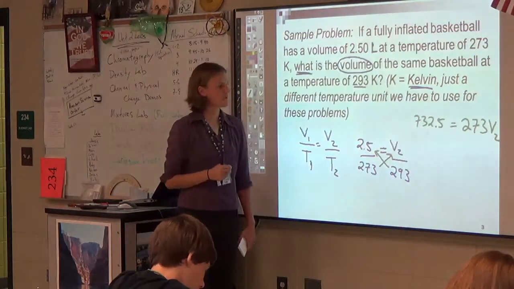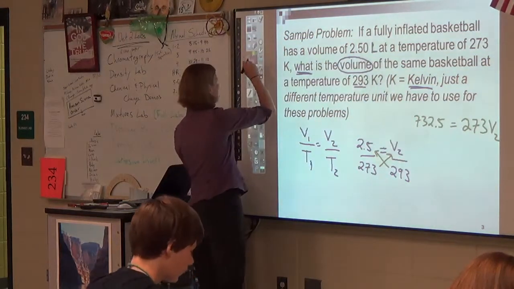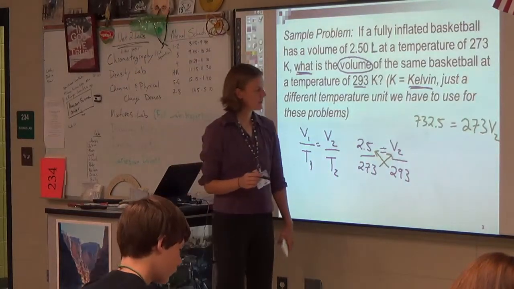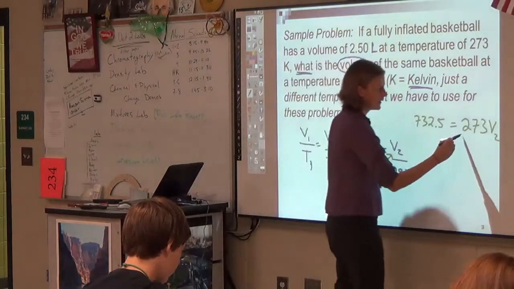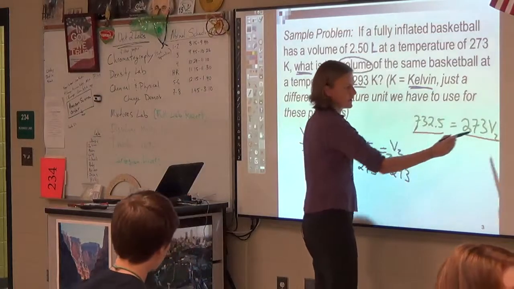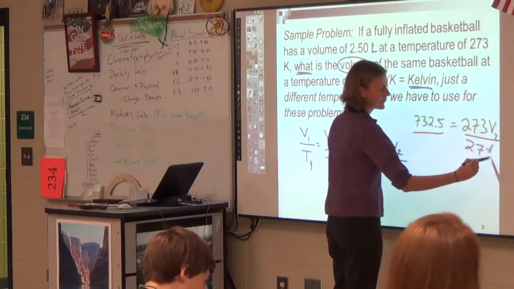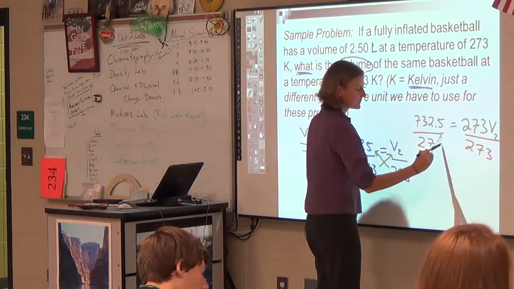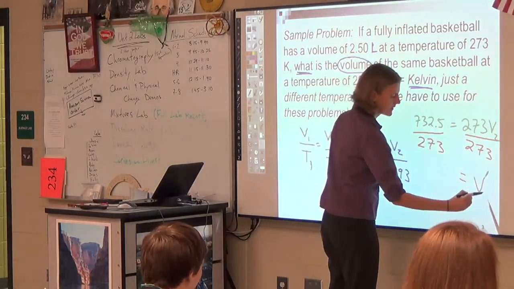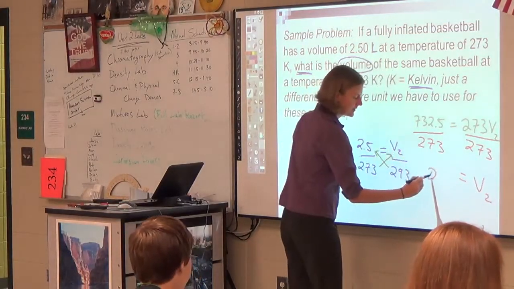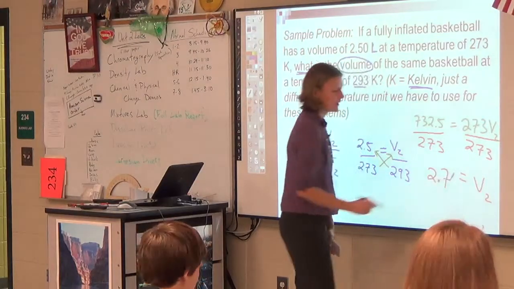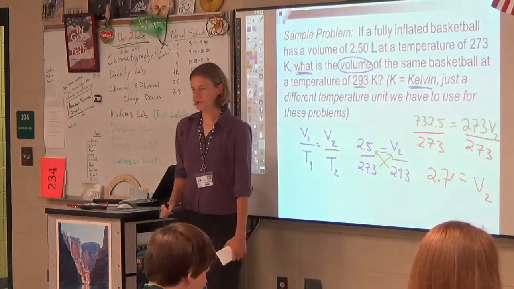Okay, so I multiplied. And go ahead, Chase. What do I do next? Yeah, we're trying to get V2 alone, so divide by 273. 2.7? Thank you. All right, now back to the units issue.